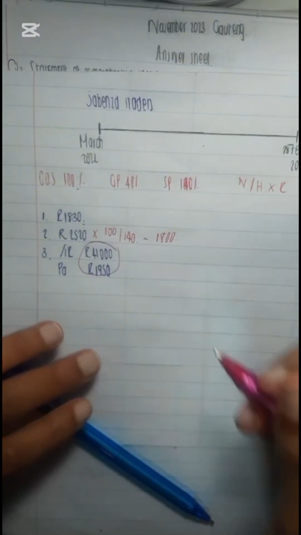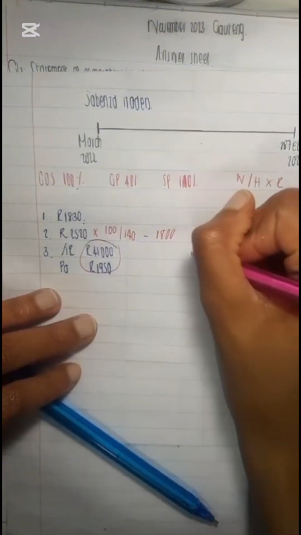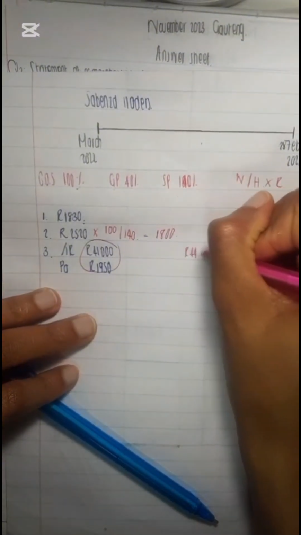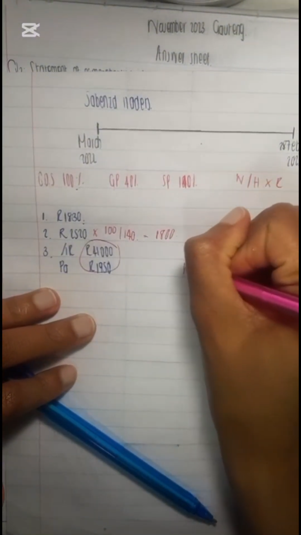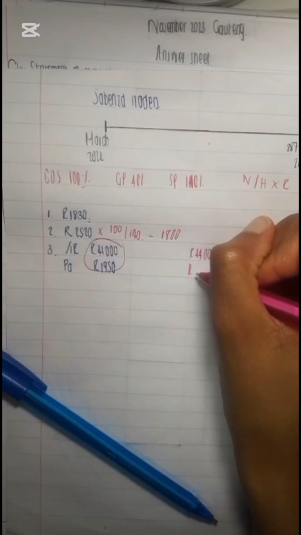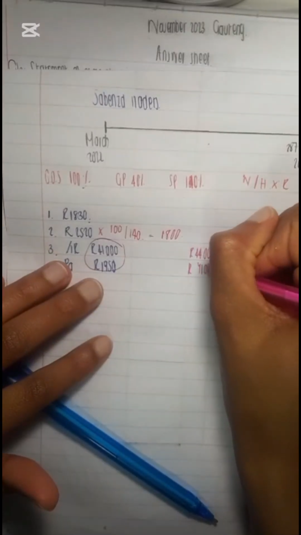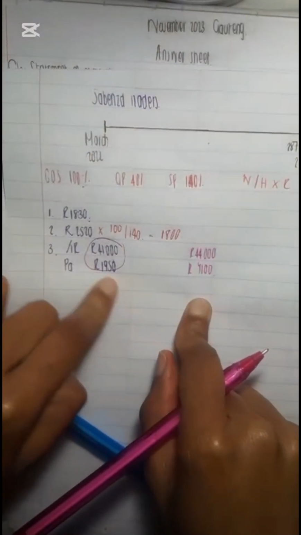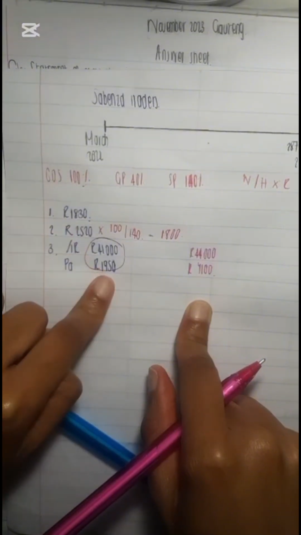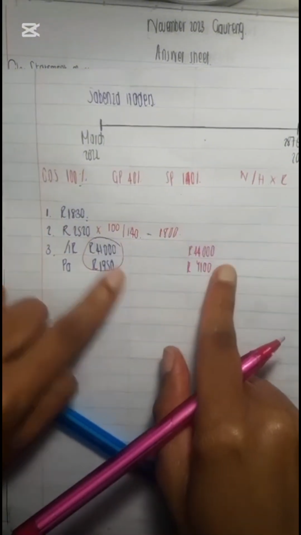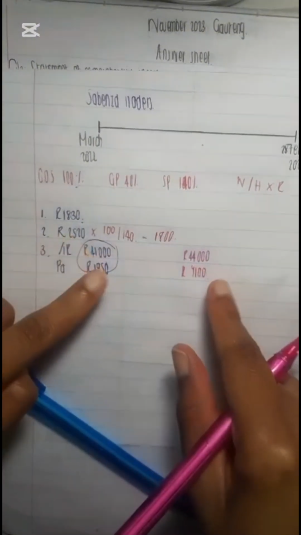So how do we see that? We compare it with the opening. Now the opening for trading stock is 44,000 and the opening for packing material is 7,100. You can clearly see that there is a deficit. But if it were the other way around, then it would be a surplus.